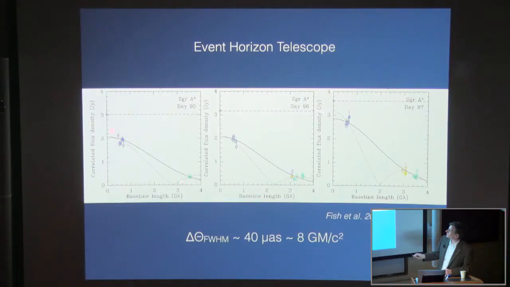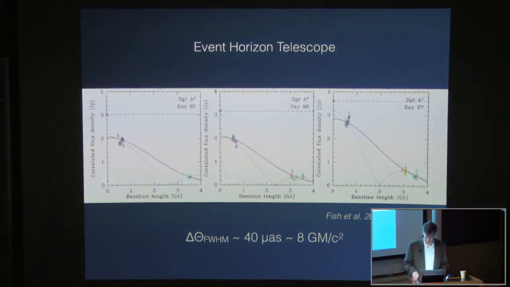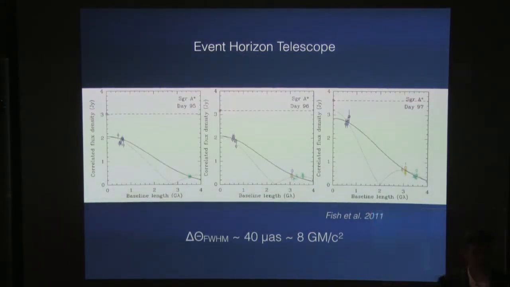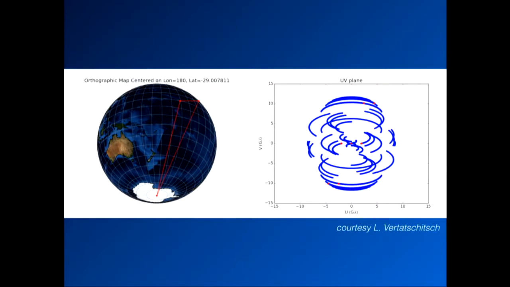A scale for the central source, so one obtains visibilities on a small sample of baselines, and one finds that one can fit this with a Gaussian, and that the characteristic width, full width at half maximum, is about 40 microarcseconds. And this corresponds to about 8 GM over c squared. So it's incredibly high angular resolution. These results are from, I believe, three baselines, three stations. And I think this is JCMT plus CARMA plus Arizona Radio Observatory. But in the future, it will be possible to use a much larger network of millimeter antennas.